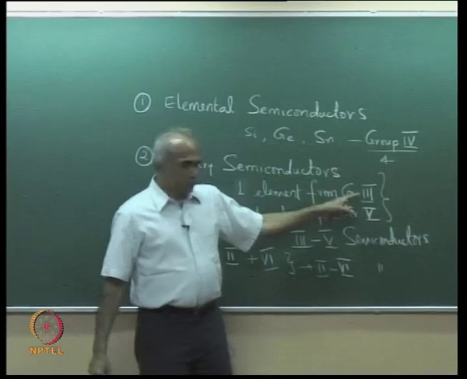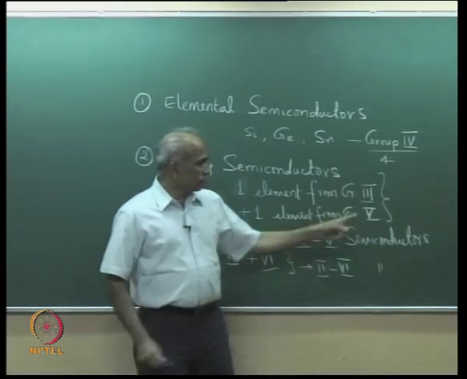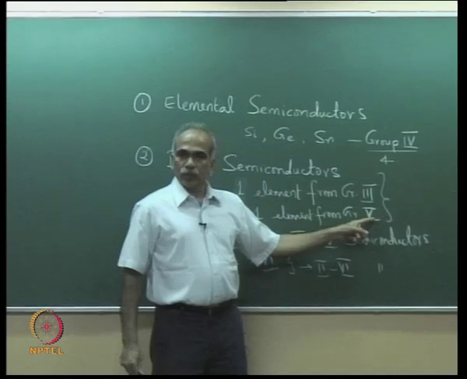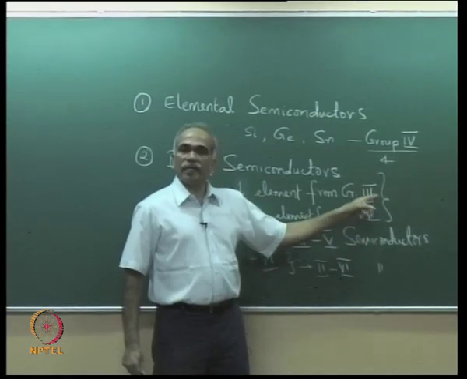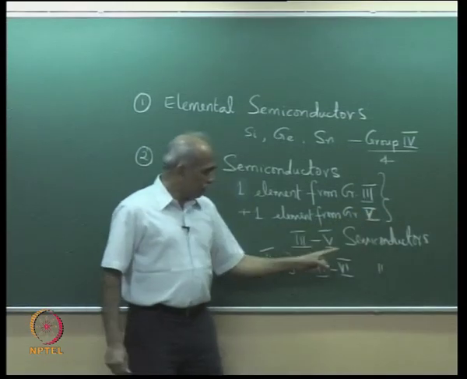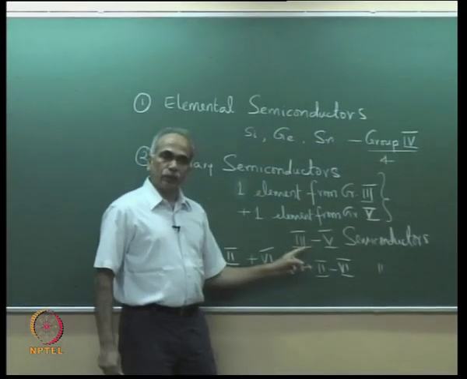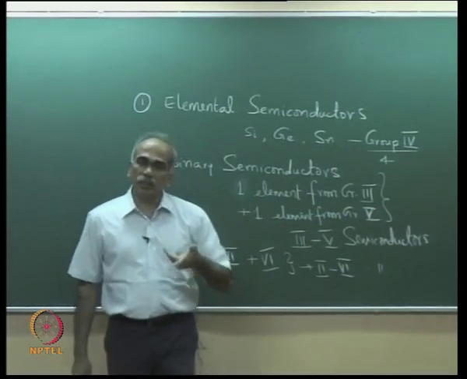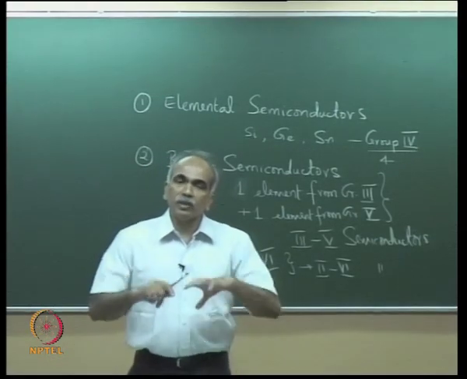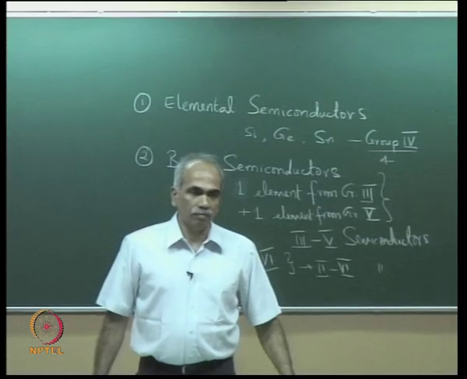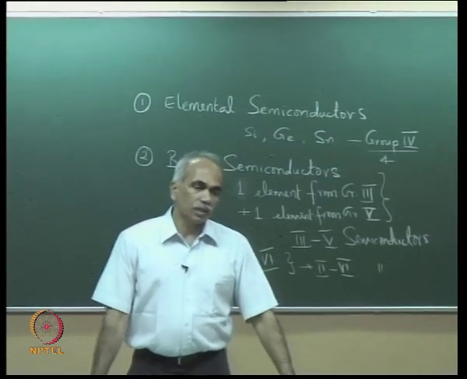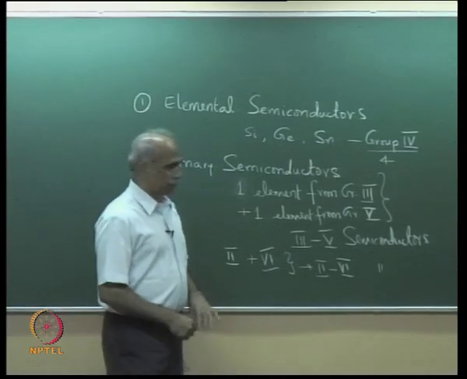If you take one from 3 and one from 5, there are 3 electrons in the outermost shell here and 5 electrons in the outermost shell here, and therefore you again have the octet complete, 3 and 5. Similarly, in 2-6 we have 2 and 6 making an octet. So the outer shell has an octet, which means it's a complete shell and makes stable compounds. So these are binary semiconductors.